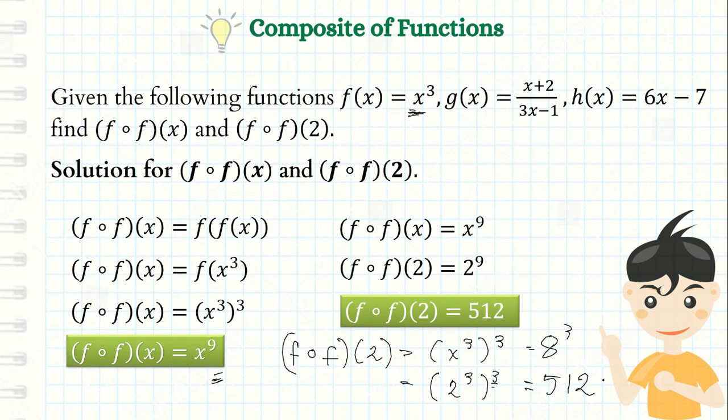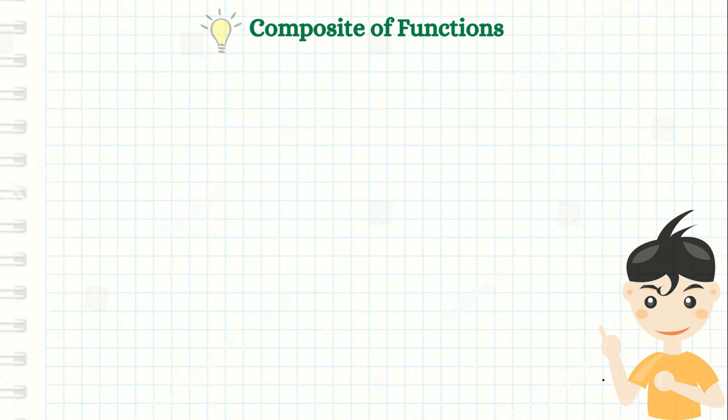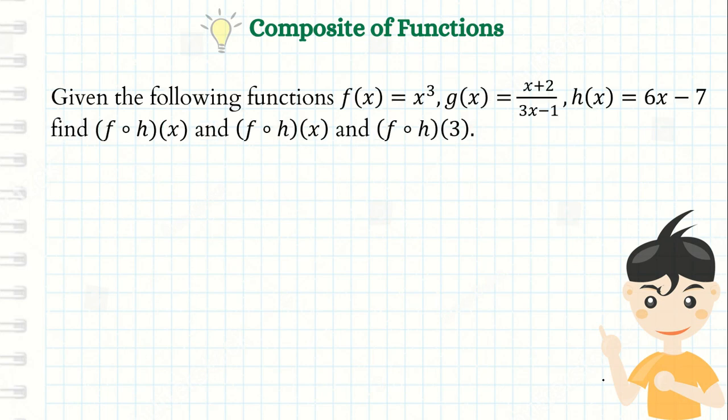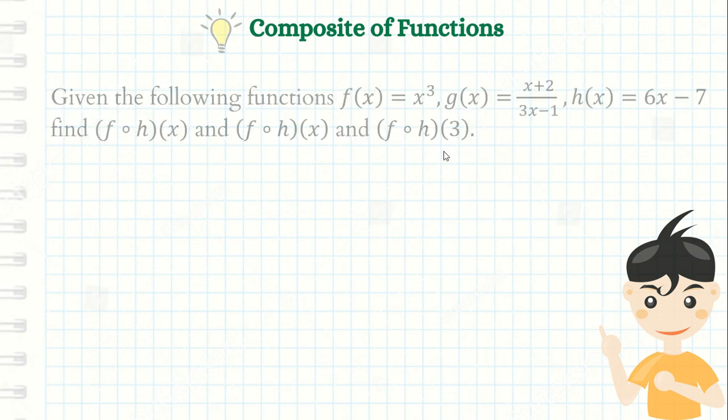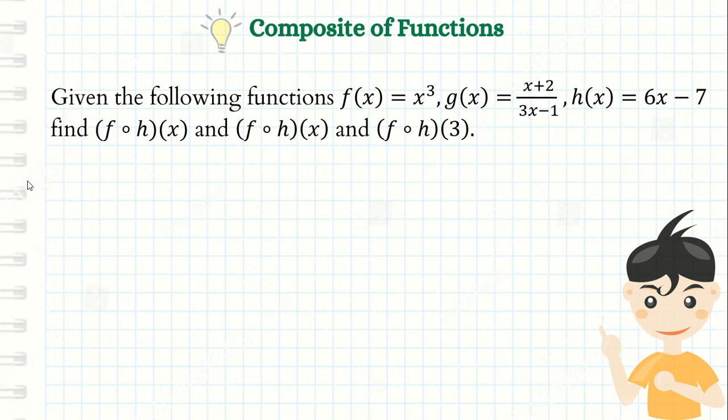So that will be example number 1. For example number 2, this time we will be finding f of h of x and then f of h of 3. So let's first find f of h of x. What we always do is first identify the two given functions. So we have here f and we have here h. So f of h of x is equal to, remember, this is the first function, therefore this is where we base it.